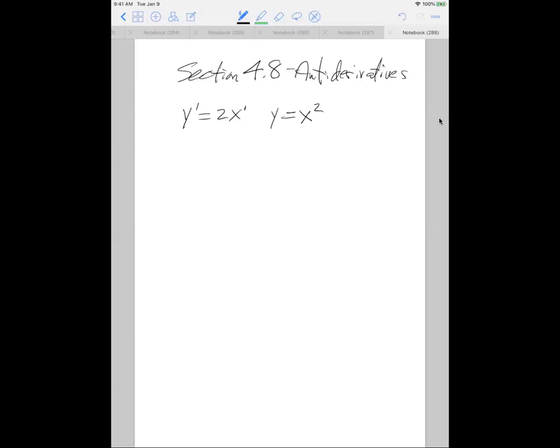And so if you're given 2x, the antiderivative is: where did it come from? What did you take the derivative of to get that? All right? And that's kind of the general scenario of the process. That's the logic of what antiderivatives are about, where you can always think about that: where did it come from?